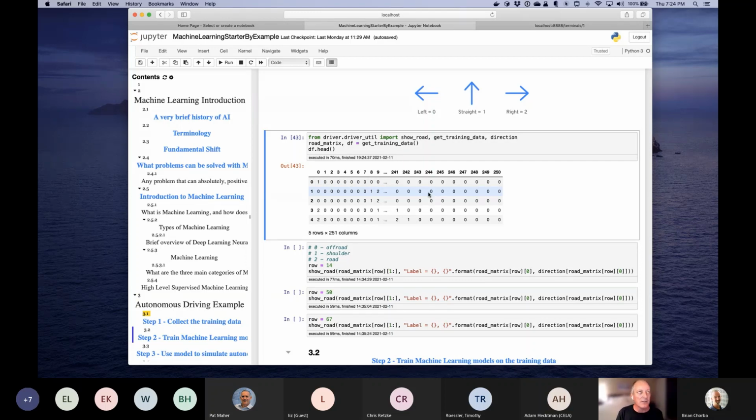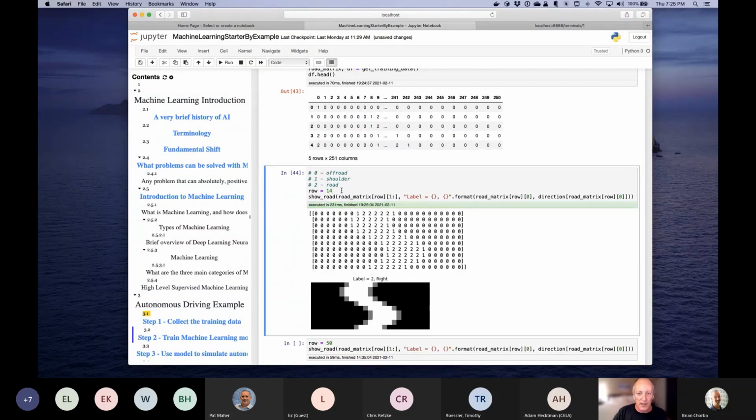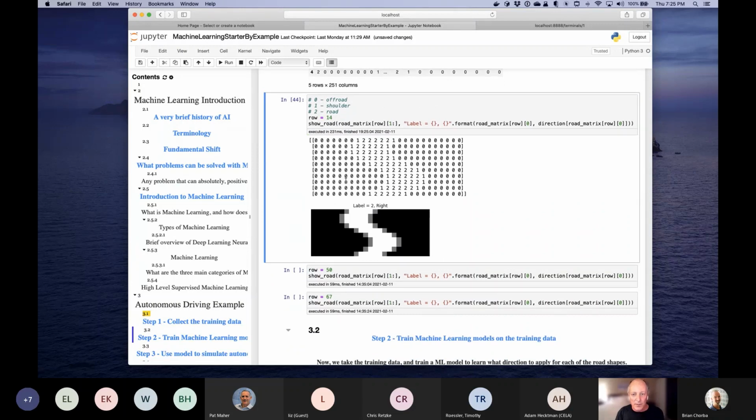And if you can imagine trying to sit down and write a program to find this pattern, it would be super hard. Let me take a look at what this one is, right turn, what it looks like. And I've reconfigured the data into a matrix. So this actually looks like the road that we saw just a second ago, but in matrix form. And visually, I can sort of see the 2s. The 2s represent the white road, the black represents off-road, and 1 represents that grayish shoulder.